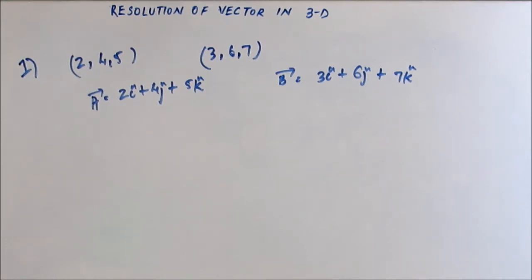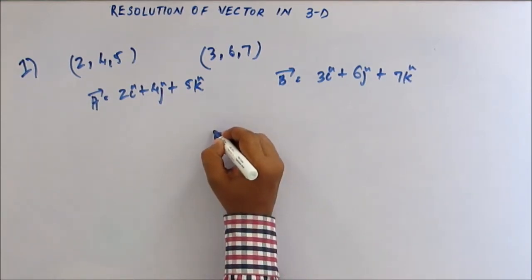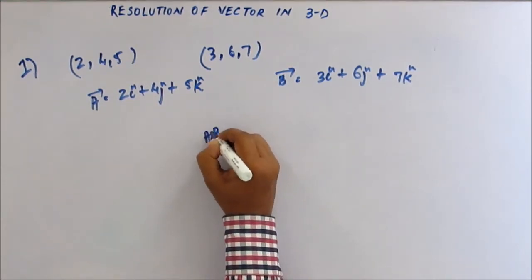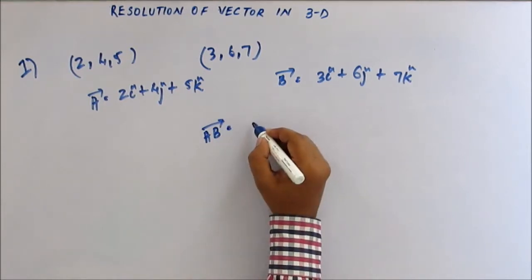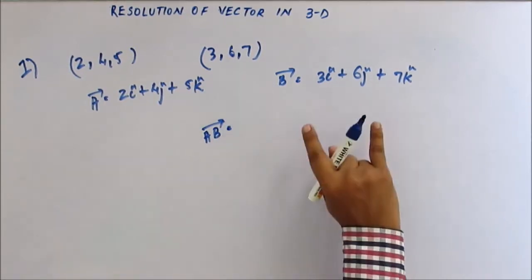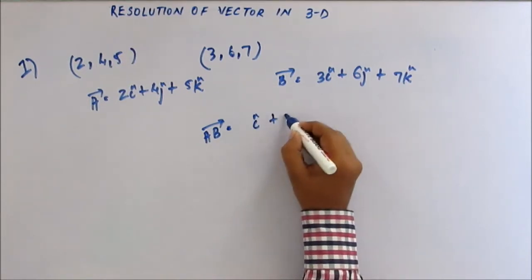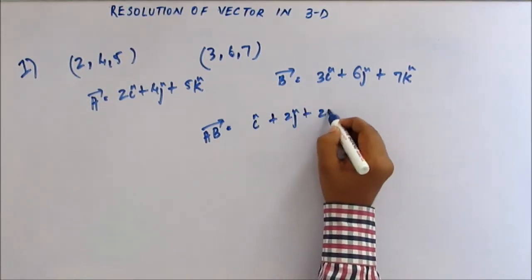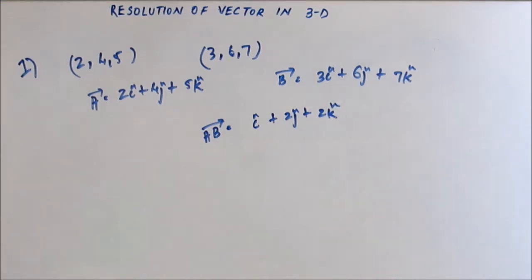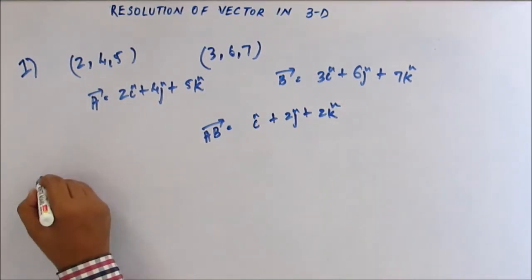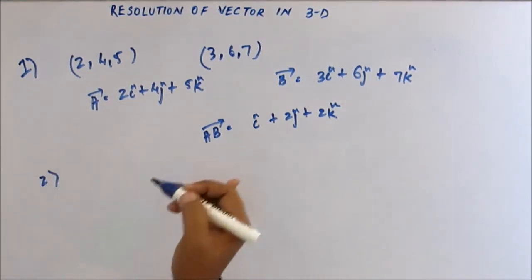Displacement is simply final position minus initial position. Writing the displacement vector shouldn't be difficult for you. The displacement vector would be AB vector, and that would be final position minus initial position. That would be i cap plus 2j cap plus 2k cap. This is the displacement vector.